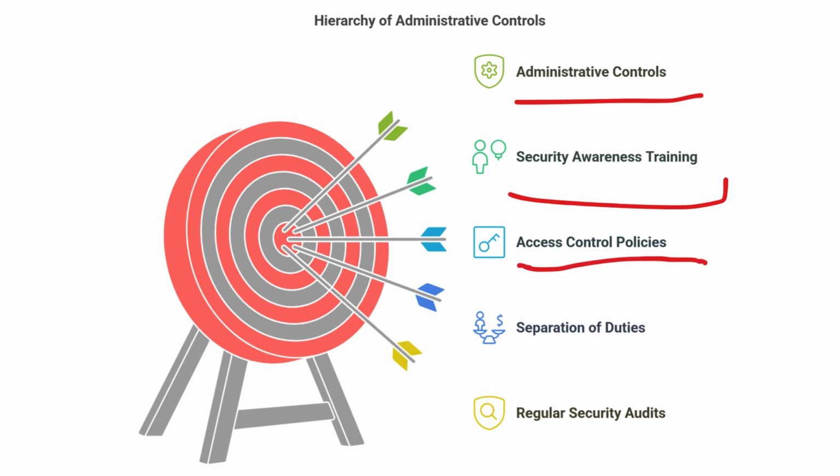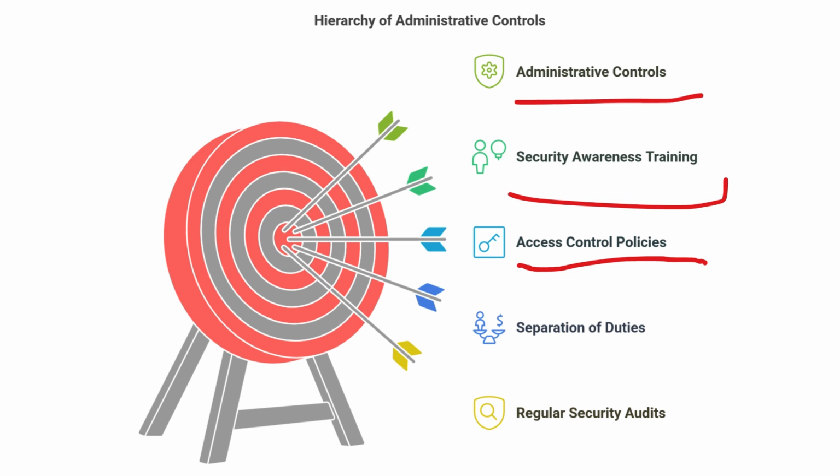Access control policies, defining who can access what. Every organization must have a clear access control policy that defines who is allowed to access which systems and data, how access is granted, modified, or revoked, and what authentication methods are required. For example, in a hospital, only doctors and nurses can access patient records, while IT staff can only access system configurations. Employees must use multi-factor authentication when accessing systems remotely. And if an employee leaves the company, their access must be revoked immediately.